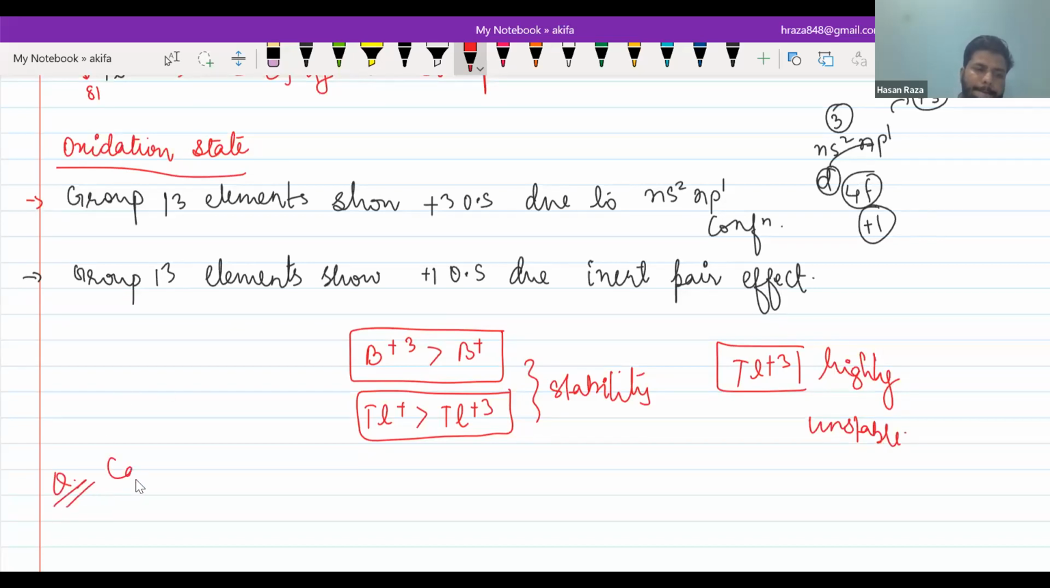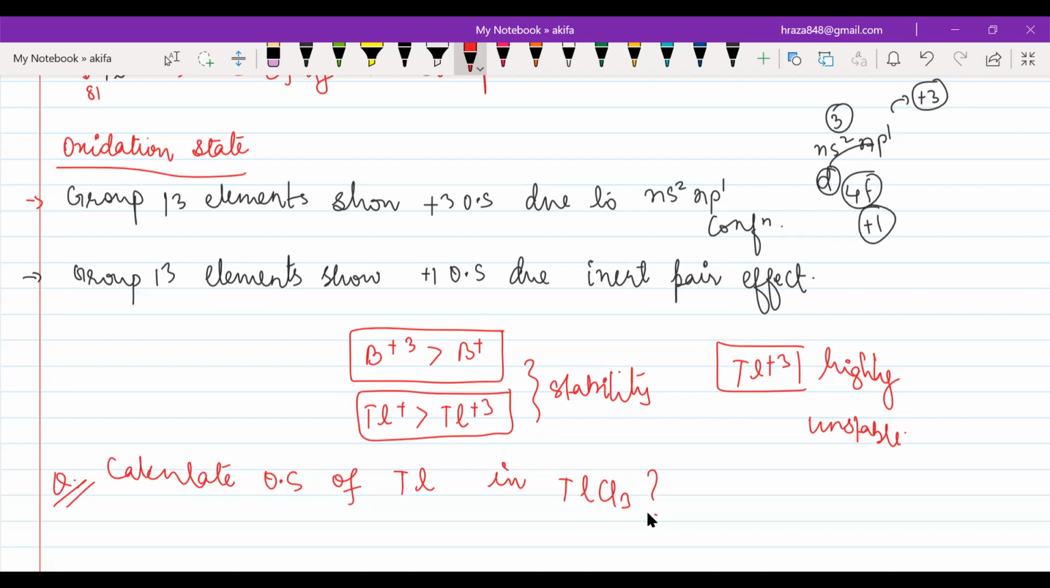So there is a question, calculate the oxidation state of thallium in TlCl3. Can you calculate it, Akifah? No, can you explain?